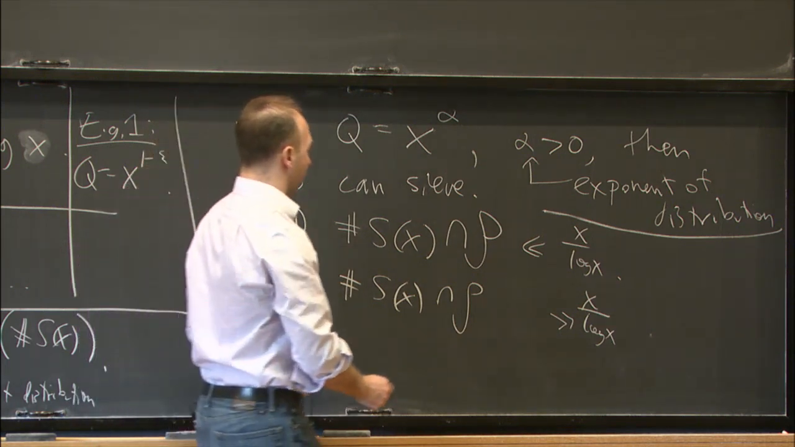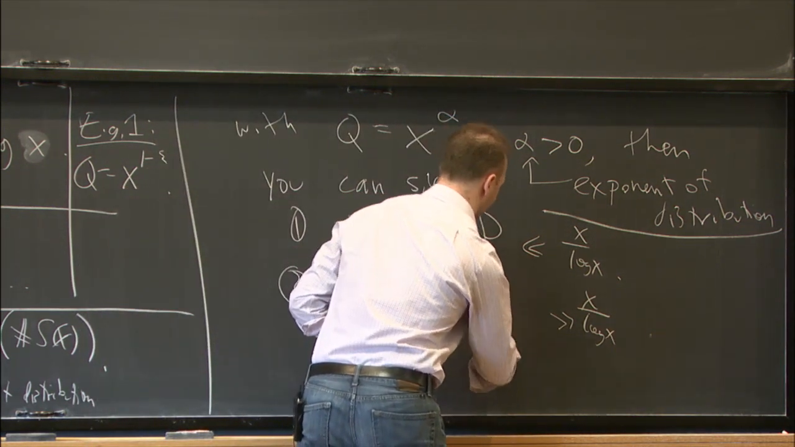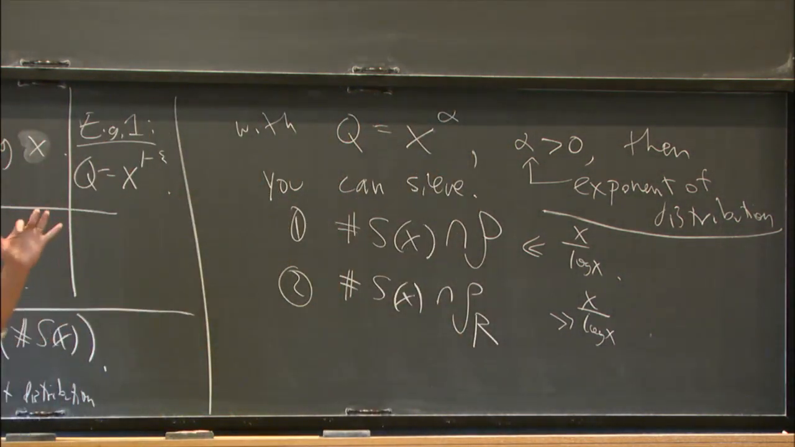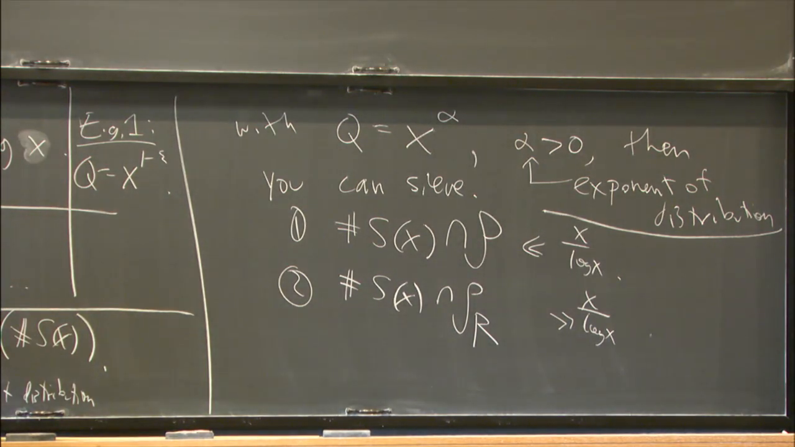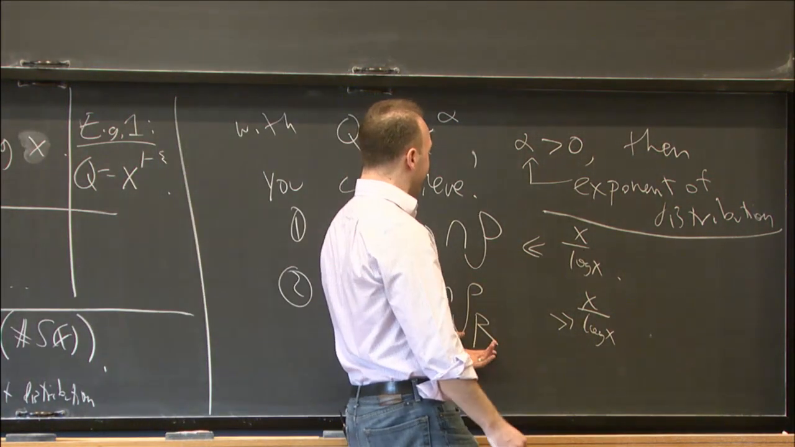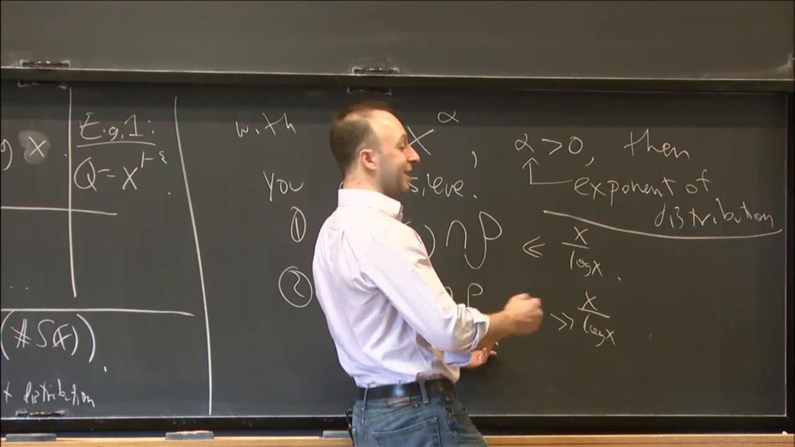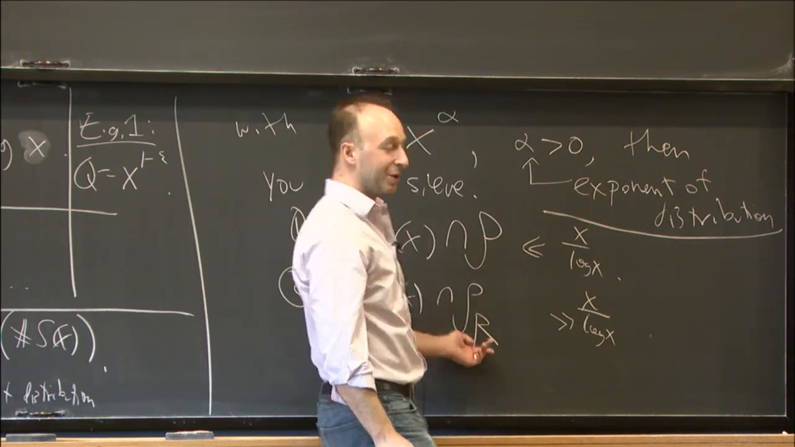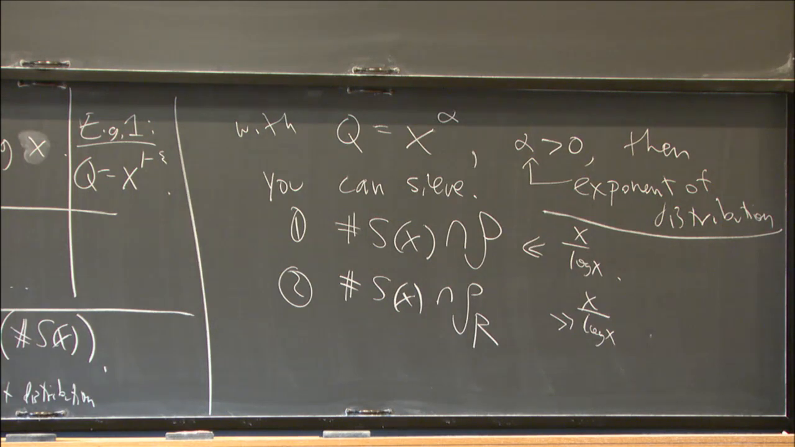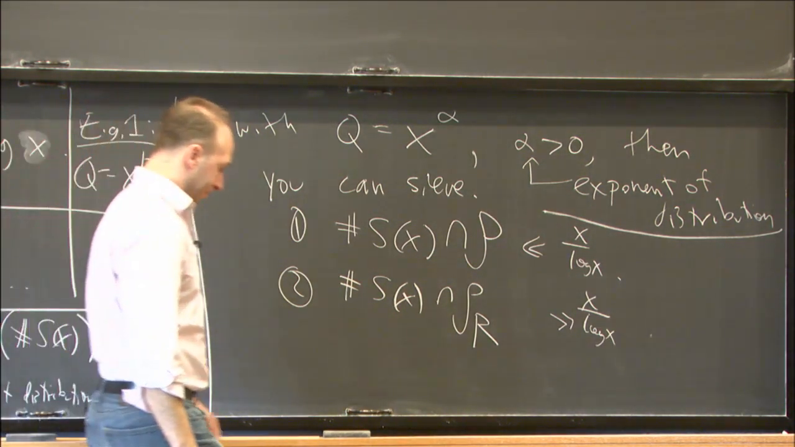What you'll get is a lower bound on the number of r-almost primes. So these are numbers with at most r prime factors. In fact, they're numbers all of whose prime divisors are of size at least x to the 1 over r, which is a slight generalization of Eratosthenes' idea.